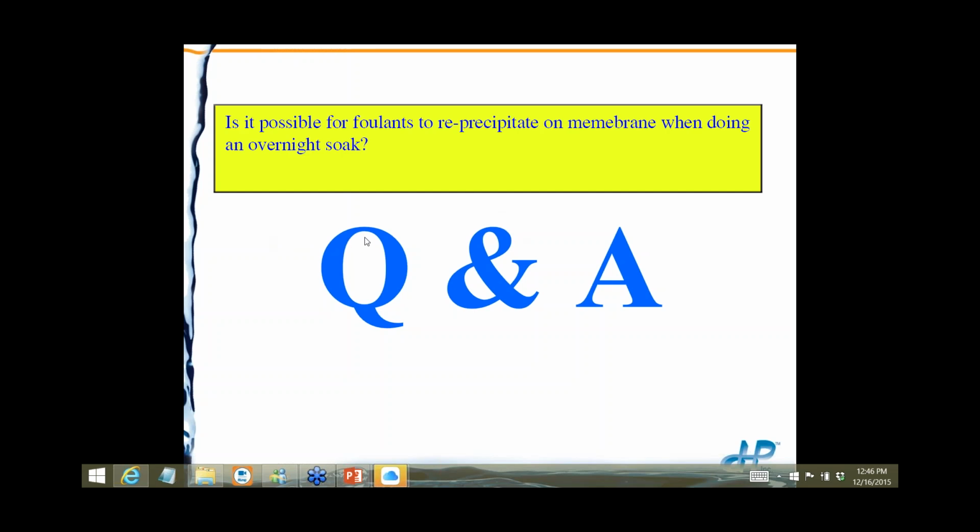Is it possible for foulants to reprecipitate on the membrane when doing an overnight soak? Well, it certainly can lay out. When you're talking foulants, you're talking suspended particles. So yes, they can do that, but when you have the turbulence in the morning, it may take it out. I think you're going to have to find out for yourself on that. If your pressure drop was higher in the morning than it was the night before, and the pressure drop does not improve after you start it up and you've got your turbulence going again, then I would say yes. Your answer would be yes.